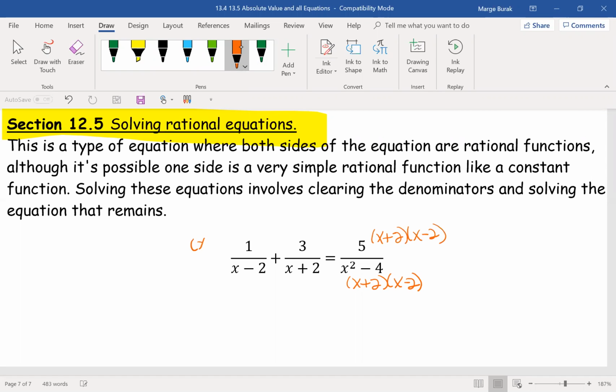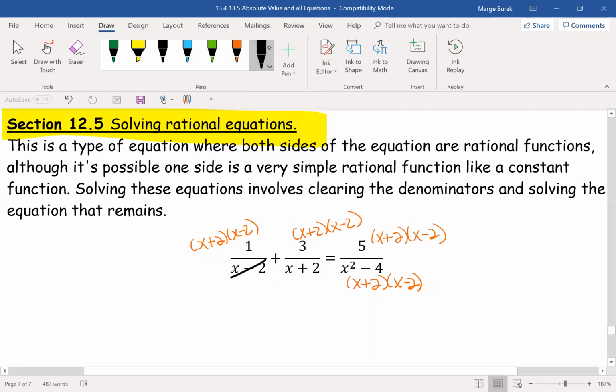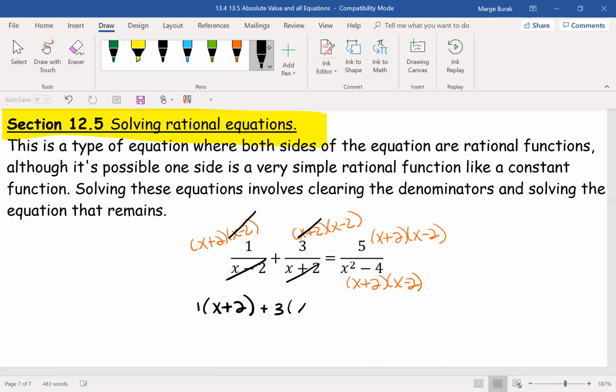But so we're going to times everybody by the common denominator, so we can clear out the fractions. Okay, let's clear those fractions out. So that means that x minus 2 cancels, leaving 1 times x plus 2. And x plus 2 cancels, leaving 3 times x minus 2. And both cancel, yay, leaving a 5.